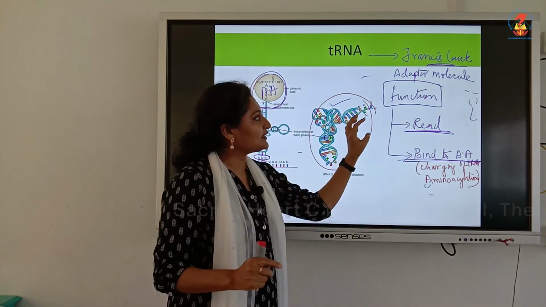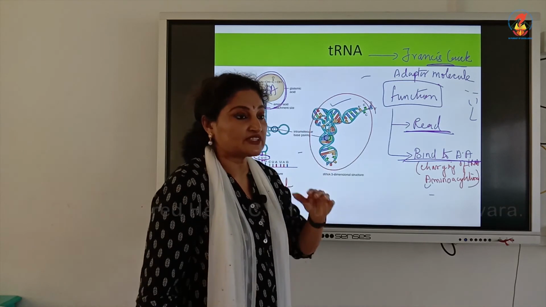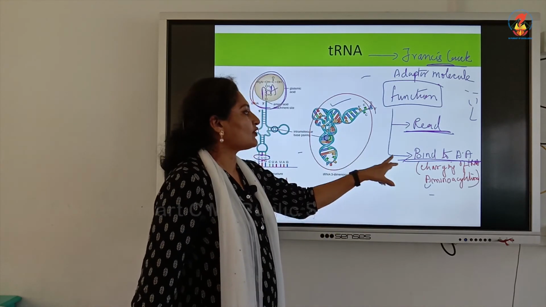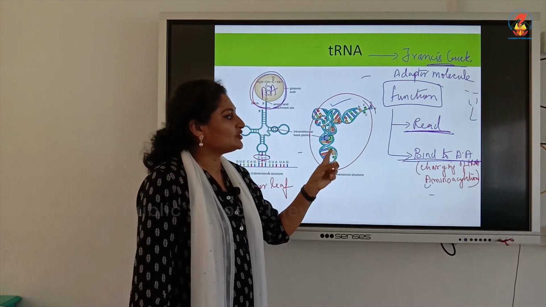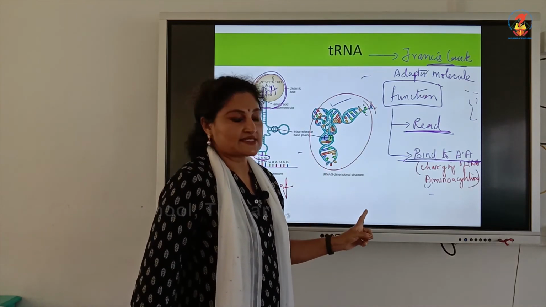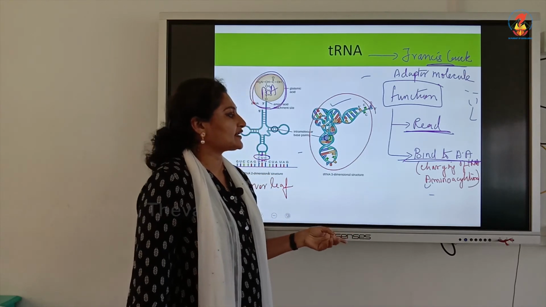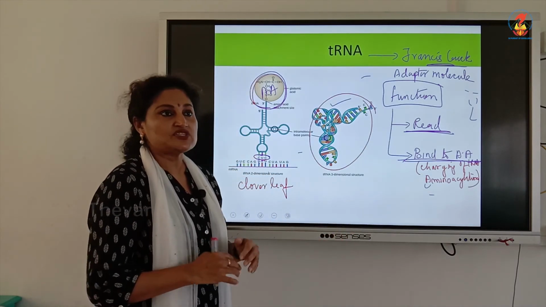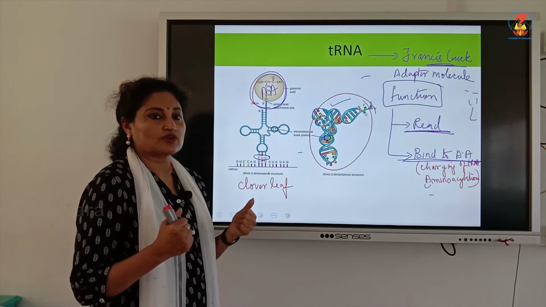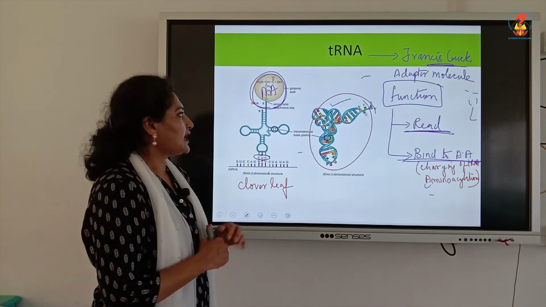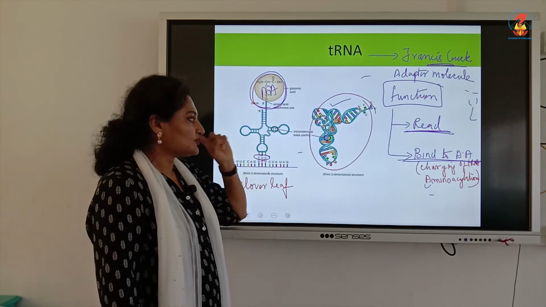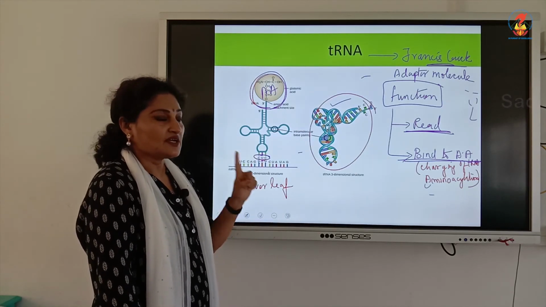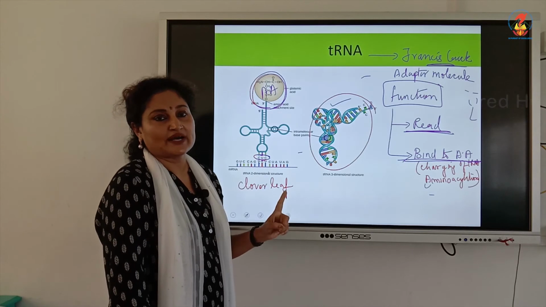But here they have explained with respect to two functions. That is, first it reads the codon and accordingly binds to the appropriate amino acid. This binding of the tRNA with the amino acid is known as charging of the tRNA or aminoacylation, which is an energy expensive process which occurs in the presence of ATP. I hope you have understood the structure as well as the function of tRNA. And also remember another thing, tRNAs are specific for amino acids.